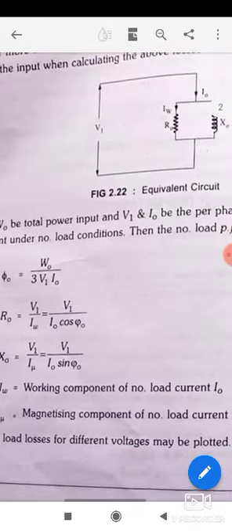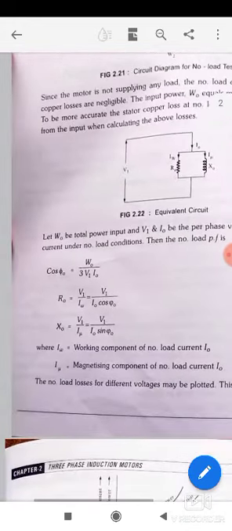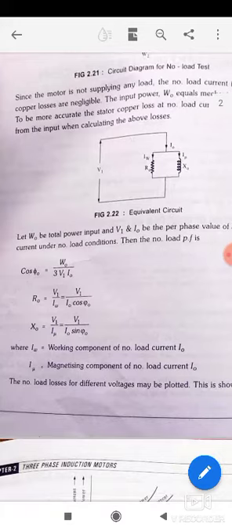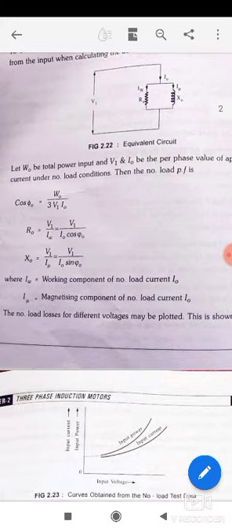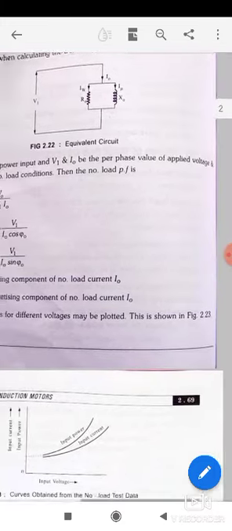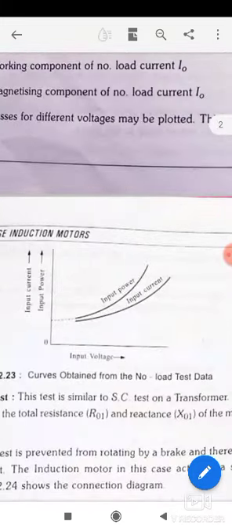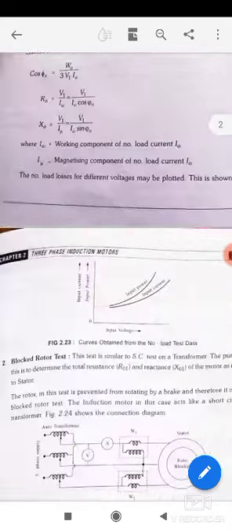The no load branch is similar to that of the transformer. IW is the working component of no load current, I mu is the magnetizing current of no load current, and there are the no load losses for different voltages. No need to plot this. If you increase the voltage, the power also will increase.